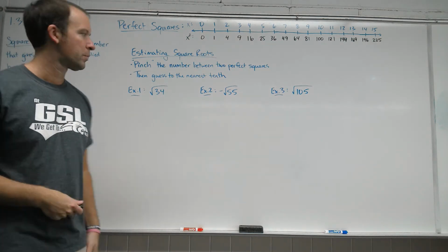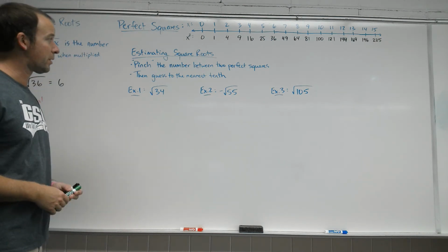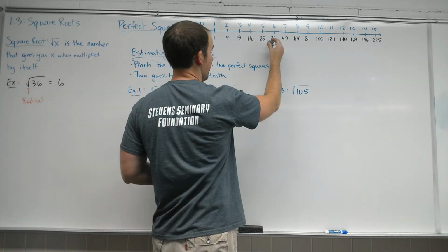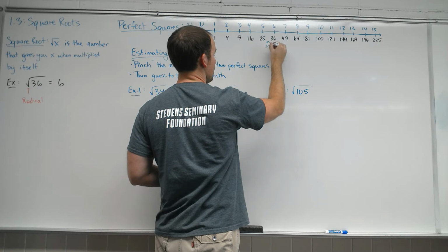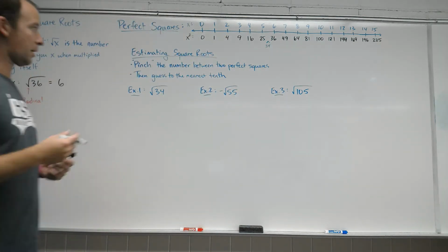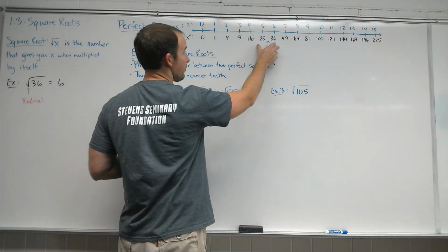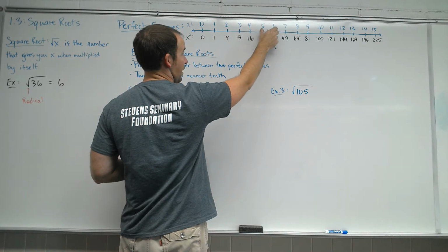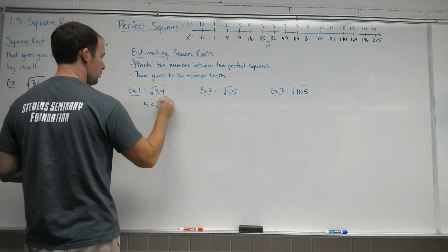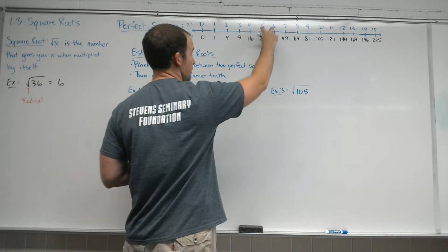It's an estimate. Okay, so when I look at the square root of 34, I want to pinch it between the two closest numbers. So I go up here, and I figure that 34 is between 25 and 36. What does that tell me about the square root of 34? Well, then the square root of 34 is somewhere between 5 and 6. So I'm going to write this part out. You don't need to, but the square root of 34 is pinched between 5 and 6. We see that on this number line.